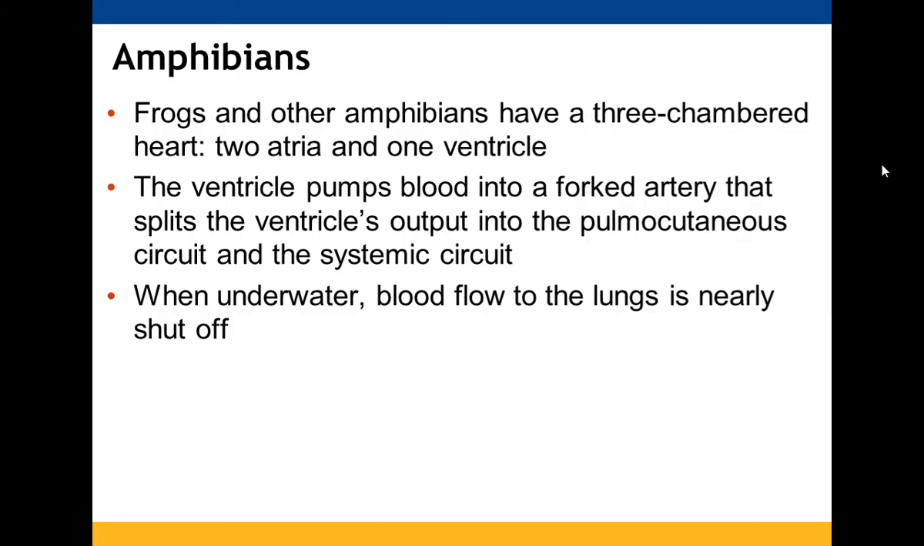Okay. So amphibians have two atria and one ventricle. I think this is pretty wild. So the ventricle is able to pump blood into an artery that basically splits it between the pulmocutaneous circuit and the systemic circuit. Why this would be beneficial when they're underwater, that blood flow to the lungs is pretty much cut off. It's only going to get what it absolutely needs.